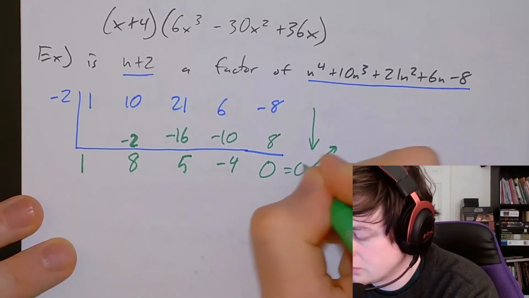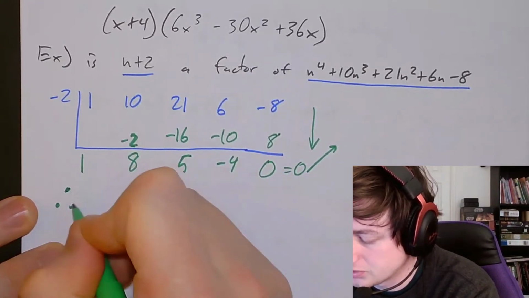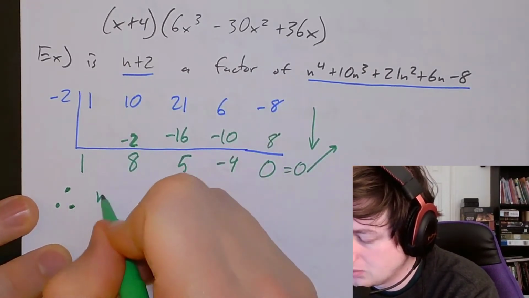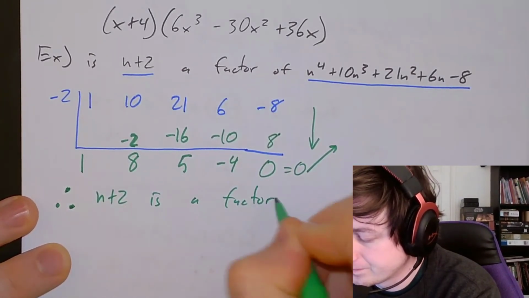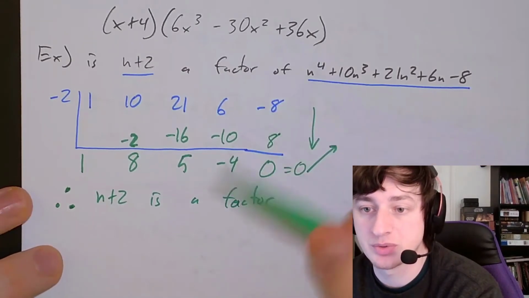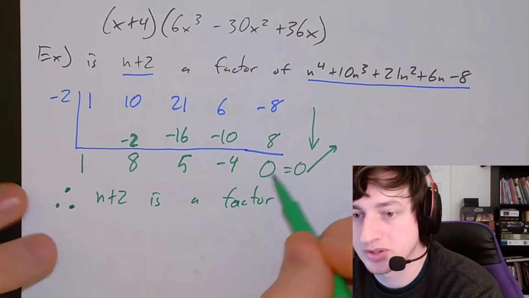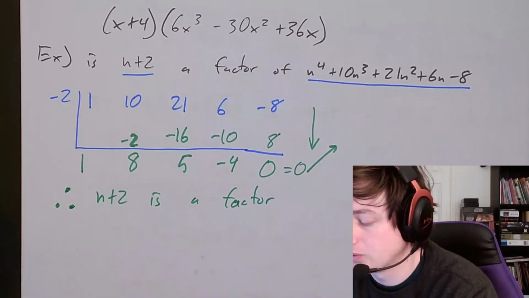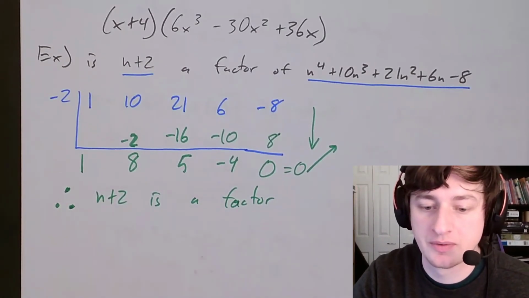And this equals 0. Therefore, three little dots like that means therefore, n plus 2 is a factor. Really, at this point, we've done what the problem asked. It just asked, is it a factor? And we said yes, because we got 0 at the end, because there's no remainder. When we divided by n plus 2, there's no remainder. It is a factor.